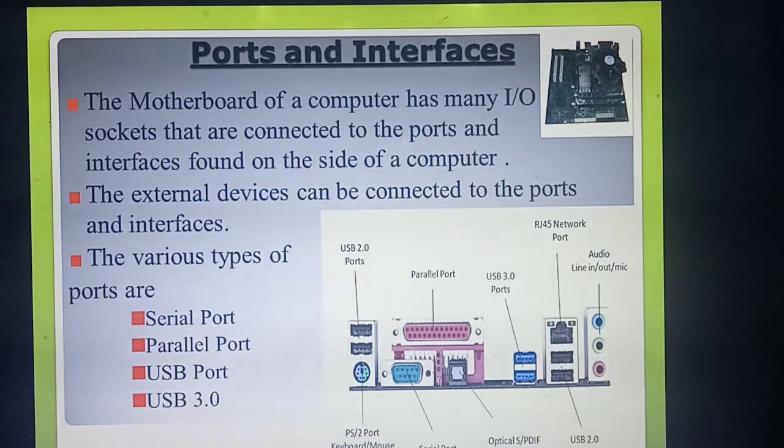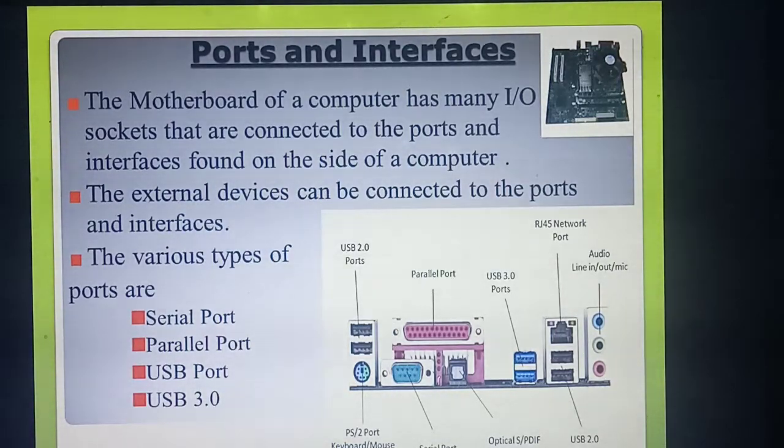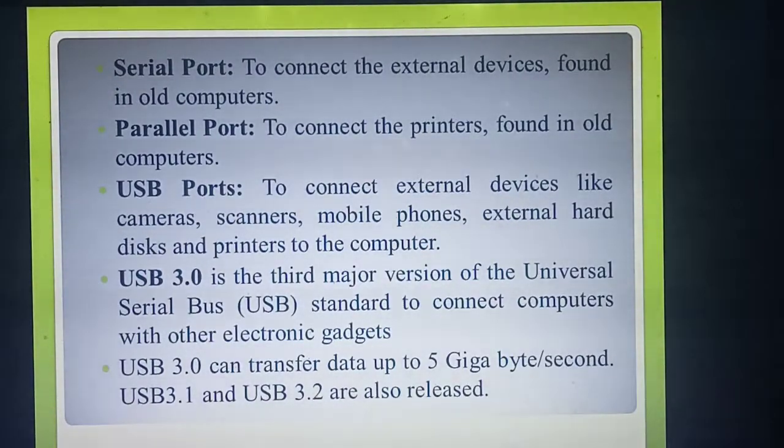See the diagram. Serial port. Have you seen the green color? That is called serial port. Then above the green color, have you seen that pink color? A broader, large pin. That is called parallel port. Then at the side you see two blue color pins. That is called USB. USB means pen drives, keyboard, mouse, and all you can connect using that. Then USB 3.0, that also is the same kind of port. Now you are going to study each and every port in detail.